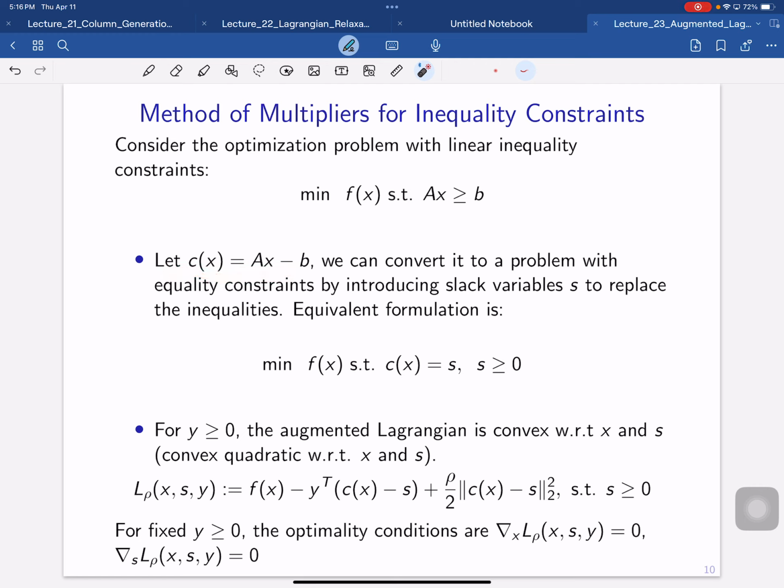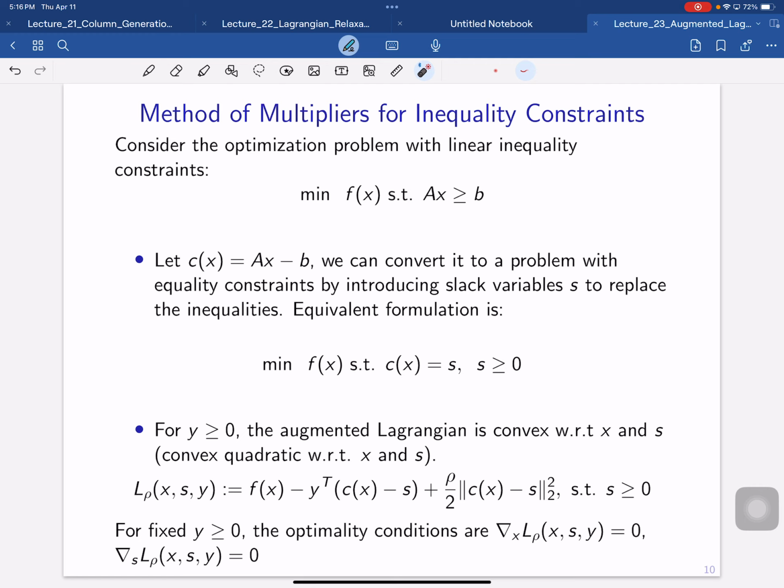Then we can convert this linear programming problem to the standard form. You add a slack variable s, and the constraint becomes C(x) equals s, with the slack variable s greater than or equal to 0. We just convert an LP to the standard form. And then the Lagrange multiplier has to be greater than or equal to 0 because this is an inequality constraint.